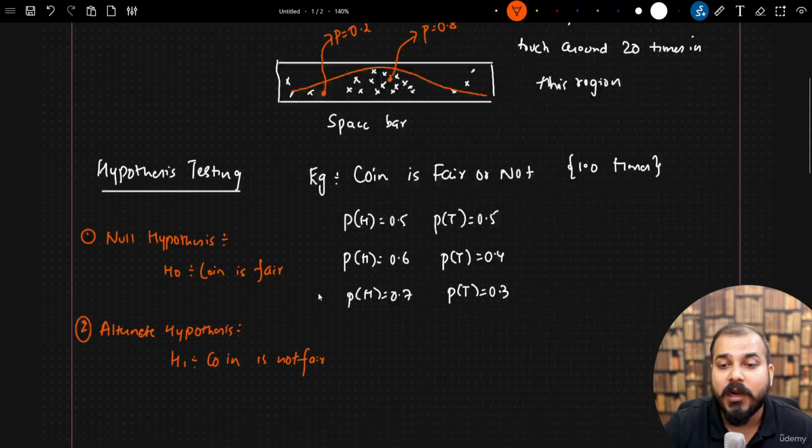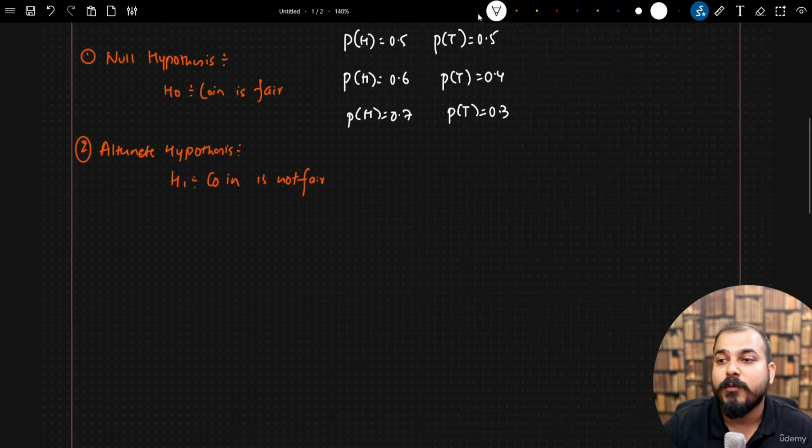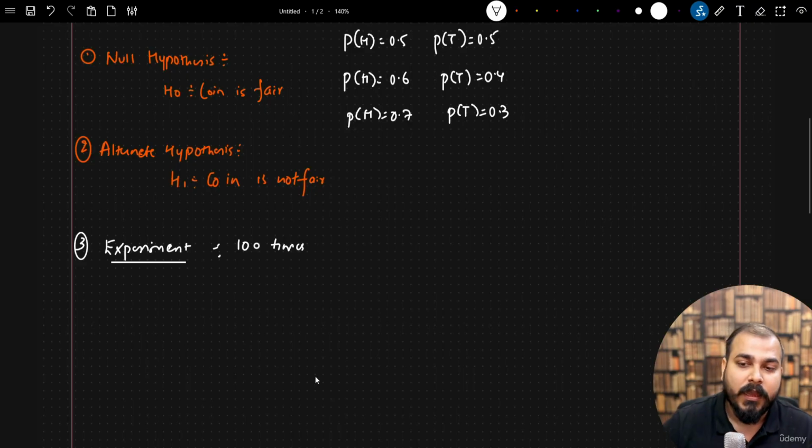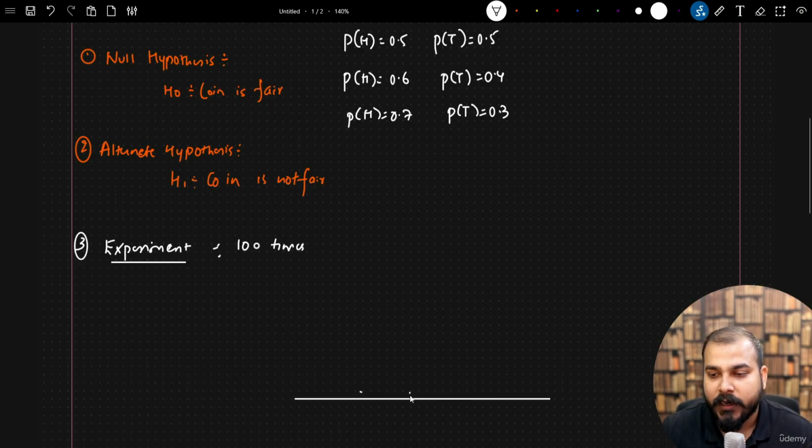Now coming to the third one, the type of experiment that I'm going to perform to solve this. Let's say the experiment that I'm performing over here, I will toss the coin 100 times. Let's say over here I'm just going to draw a diagram. I have 50 as my mean.